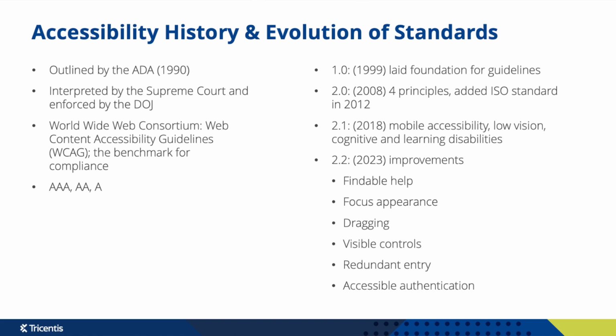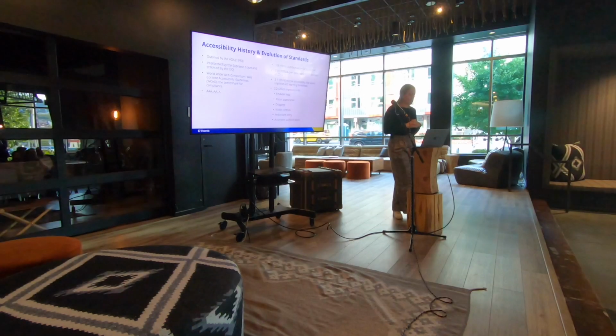Over here on the right, there have been 4 iterations of WCAG standards. The first one was in 1999. The latest one was actually last year in 2023, and here are some of the guidelines that were improved upon: findable help, focus appearance, dragging, visible controls, redundant entry, and accessible authentication.